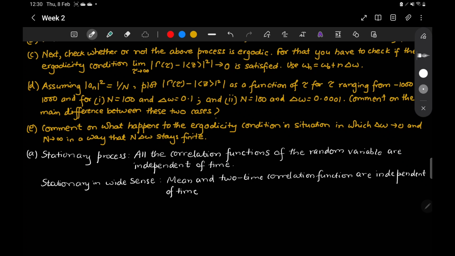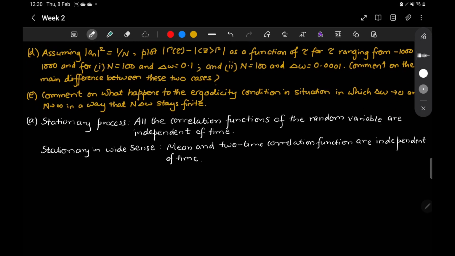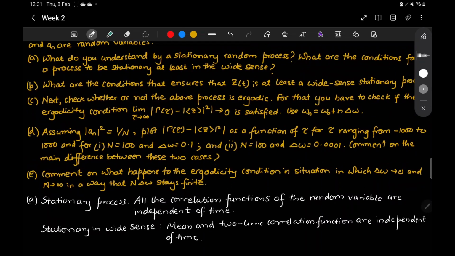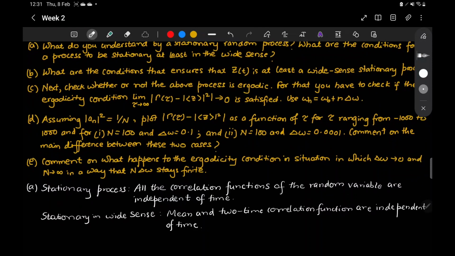So stationary process means that all the correlation functions should be independent of time: the first order, second order, third order, all the correlation functions. Whereas stationary in the wide sense only requires the mean and the 2-time correlation function to be independent of time. The higher order correlation functions are not considered in the wide sense stationarity. That was for part A. Let us look at part B.